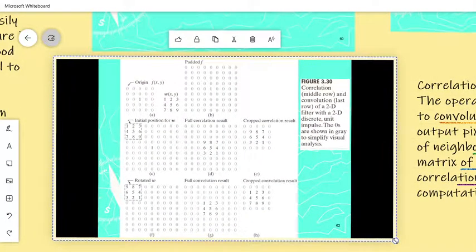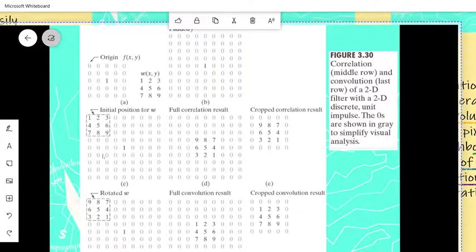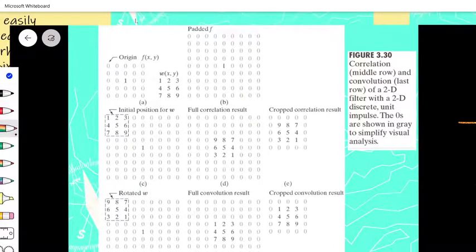See this example. Actually, this is the original f(x, y) matrix, and this is the W weight matrix we selected. These are the matrix elements. Now we have to multiply this. For that, first we pad with a 1 at the center, because we are selecting the center pixel. Then the initial position of the W is this one.